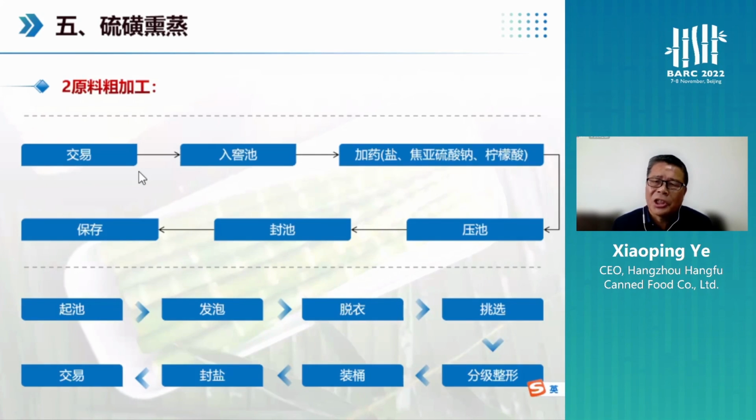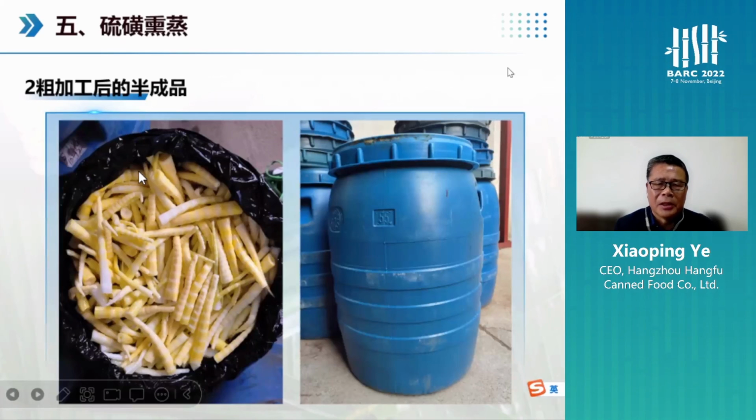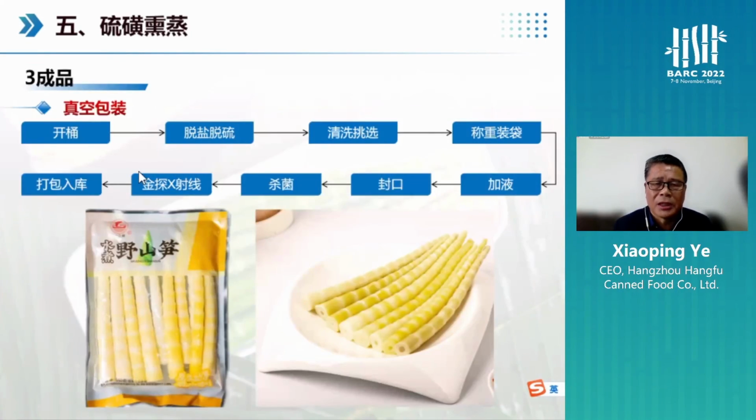And also into the cell, and they'll put some salt or other chemicals, and then seal this cell and press. And then for the second production, it's like reopening the cell. And that is for half-finished products. You see, this plastic barrel, we sell this to companies like mine, to complete the products eventually.